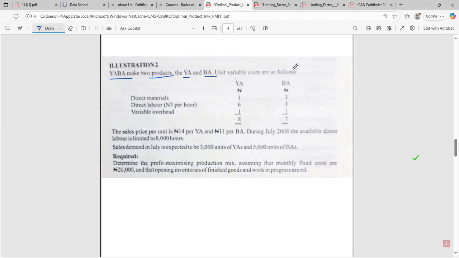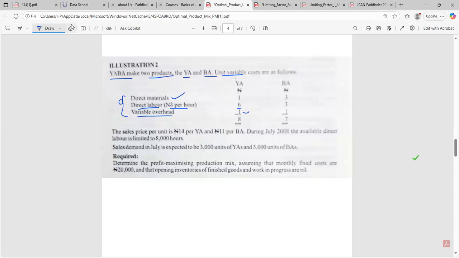Unit variable cost as follows. They gave us direct material, which is a variable cost per unit. That's why they call it unit variable cost. They gave us direct labor, and if you look at it, they gave us 3 naira per hour and they gave us 6 naira here. So that means 6 divided by 3 will give us the number of labor hours per unit. They give us variable overhead of 1 naira.